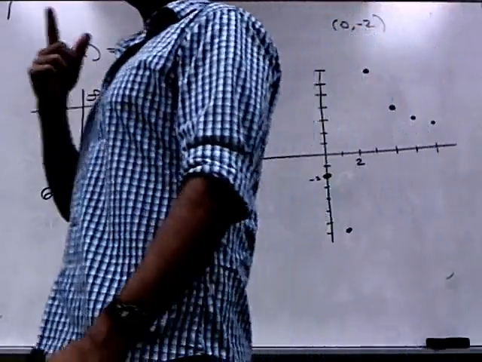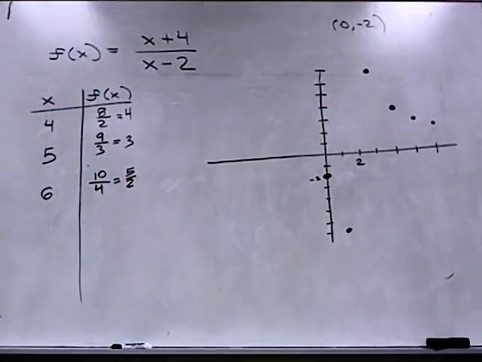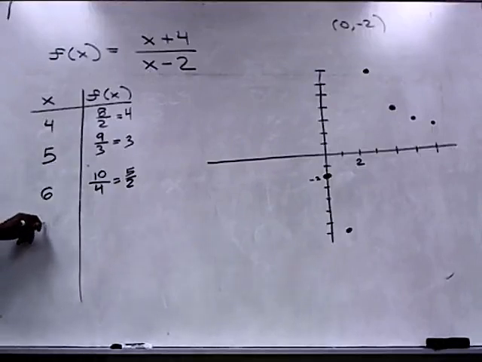Kind of. It is going to get closer to something, but it's not going to be the x-axis. And you'll see why. Let's go crazy. Let's just go way out there. Way out there is kind of subjective, isn't it? Let's go to 10. What would we get if we plug in 10?